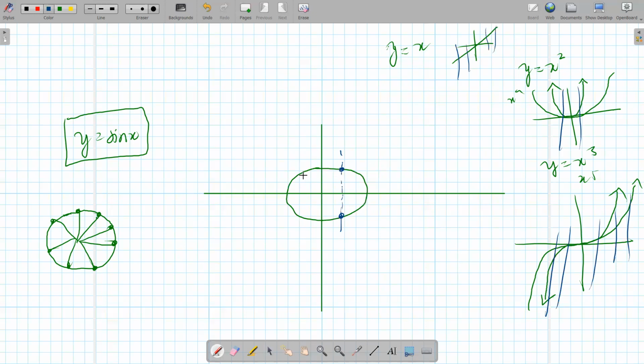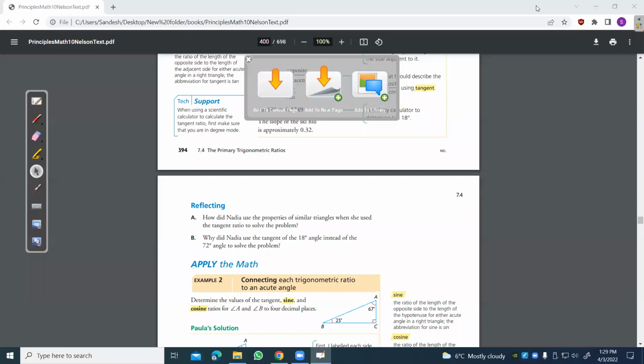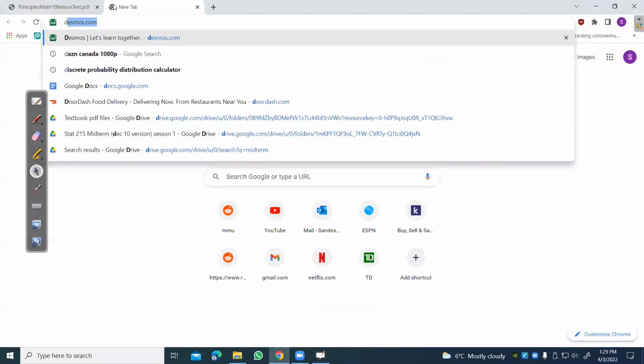So a circle is not a function because if you draw a vertical line, it touches the graph twice. Here, let me show you what sine x looks like. And cos x is exactly the same thing as sine x with just a little bit of a difference.